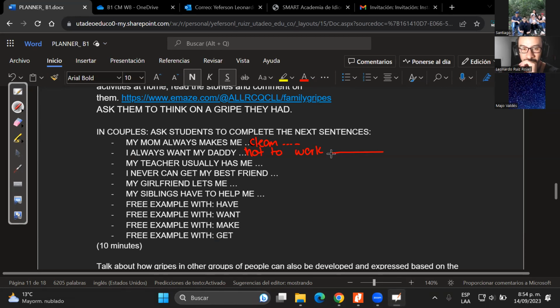Santi, number three. My teacher usually has me to study more. Has, it's not necessary to use "to". So my teacher usually has me study more, right? Like practice more. It motivates me. Very good.